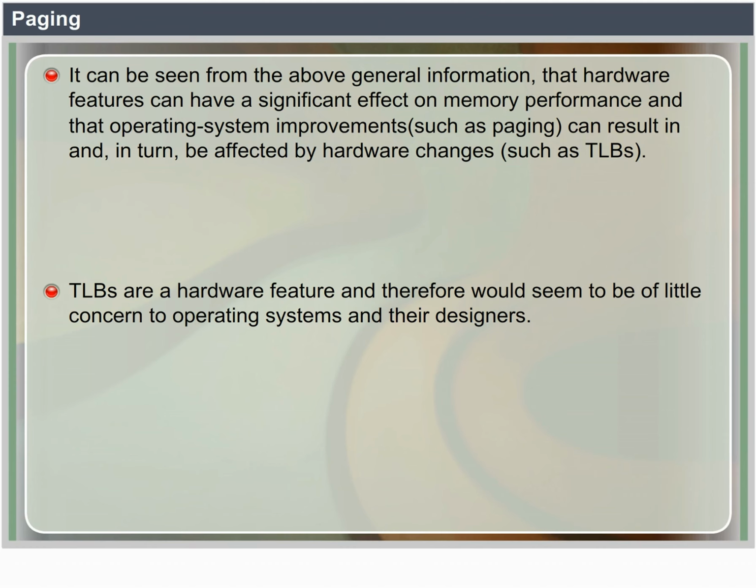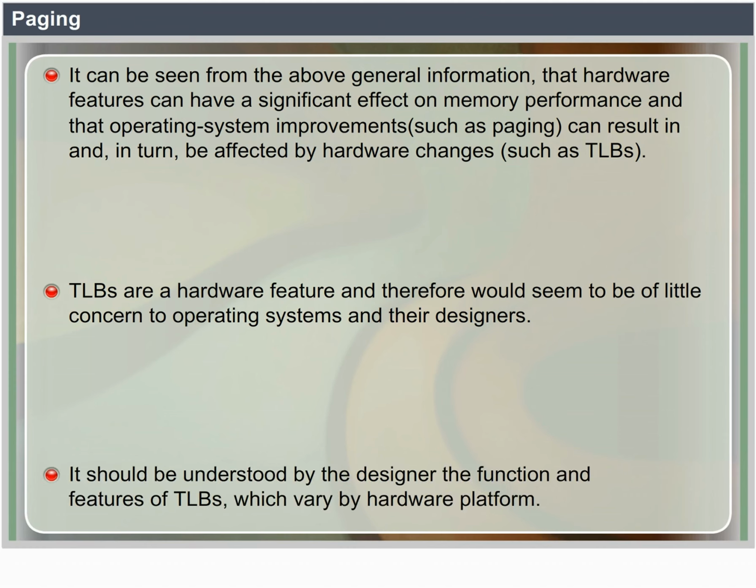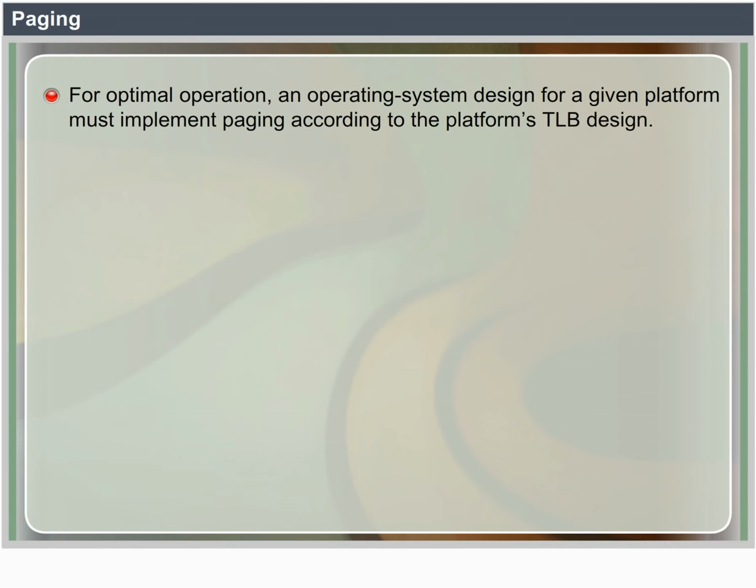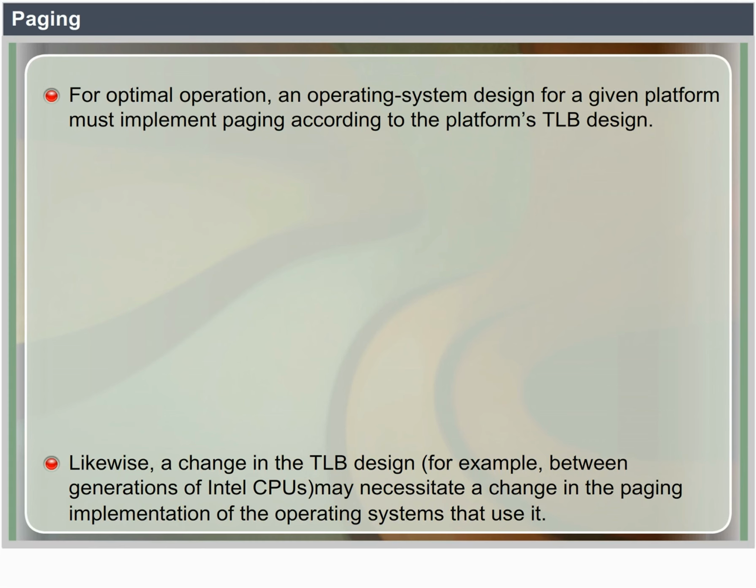TLBs are a hardware feature and therefore would seem to be of little concern to operating systems and their designers. But the designer needs to understand the function and features of TLBs, which vary by hardware platform. For optimal operation, an operating system design for a given platform must implement paging according to the platform's TLB design. Likewise, a change in the TLB design, for example between generations of Intel CPUs, may necessitate a change in the paging implementation of the operating systems that use it.